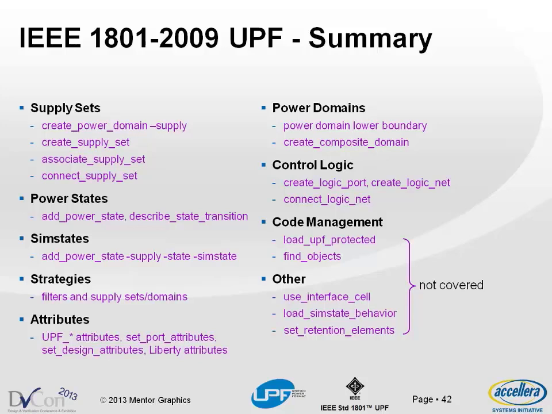We talked about sim states. We've talked about strategies and the effect of supply sets on strategies. The use of supply sets in attributes, and a little bit about the power domain lower boundary. I didn't mention create composite domain, but there is a way to compose two domains into a larger domain. I think there's an example of that later. We talked about control logic, and then there's some other stuff. We talked about load UPF, but not load UPF protected, minor issue. Some other things that we haven't talked about.